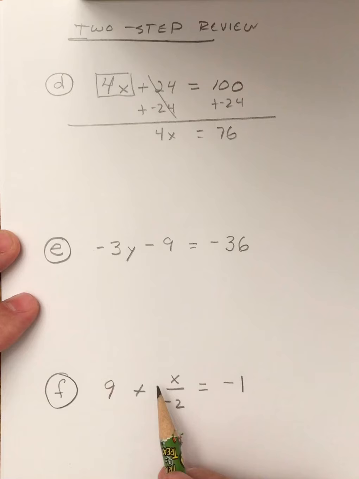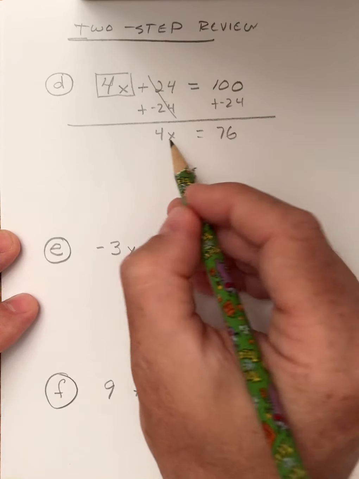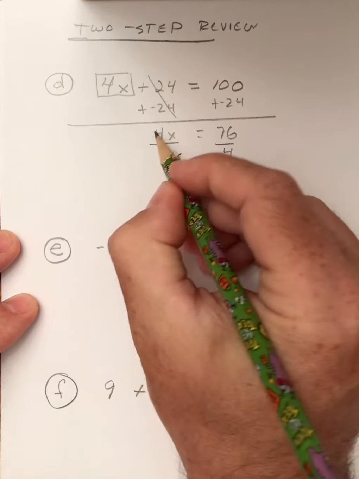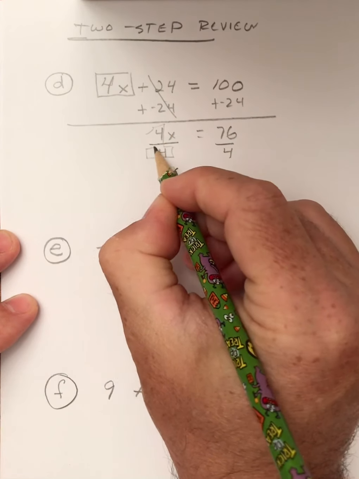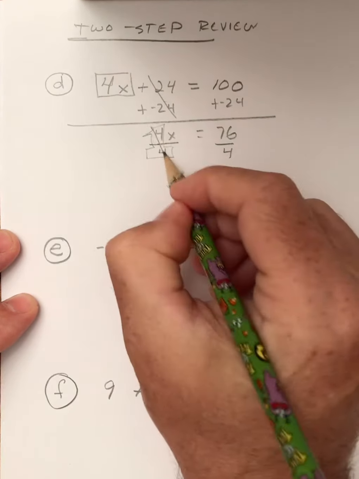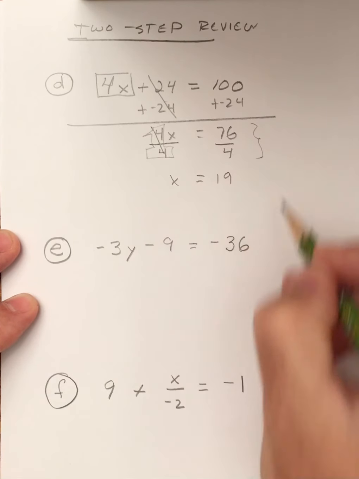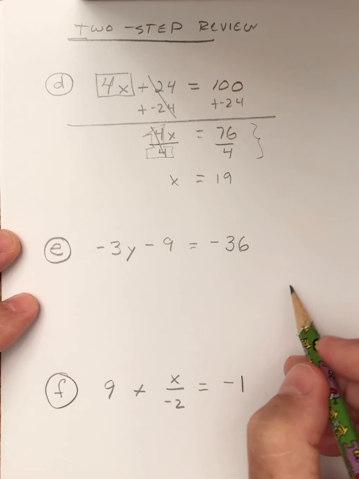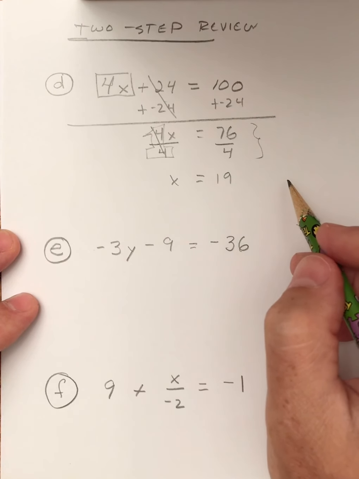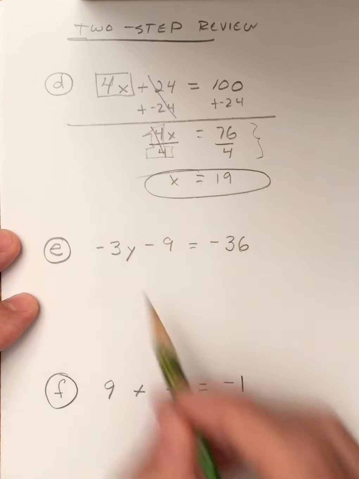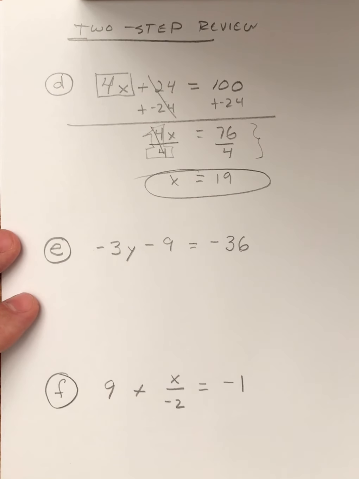Now this looks like the one-step equations we just did. I'm going to divide both sides by 4 so I can get my 1 here. You guys see me do this. That cancels and I get x equals 19. Use a calculator here if you need to. I can't guarantee that all these answers are going to be whole numbers or integers for that matter. x equals 19. I have my variable isolated.